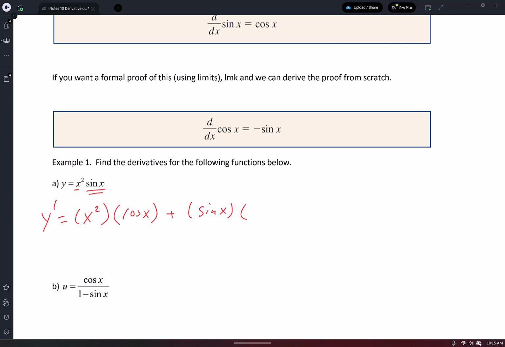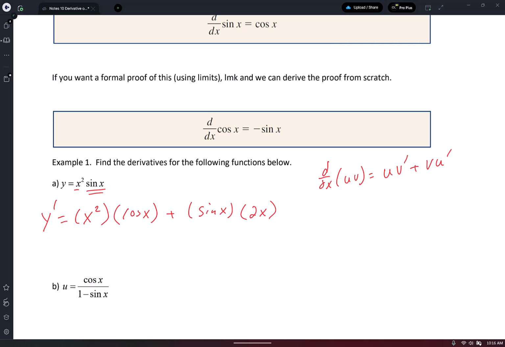I'm doing u v prime plus v u prime. I'm going in that order. I would prefer you have this habit than the other habit, but that's fine. First times derivative of the second plus second times derivative of the first. If you want to write 2x sine x in the beginning, or reverse it, that's fine. I see most textbooks have it like that. I think I like it better, but it doesn't matter.